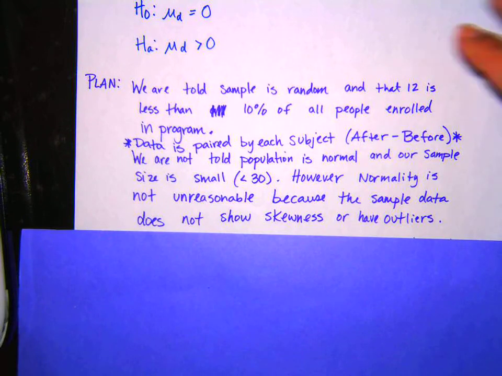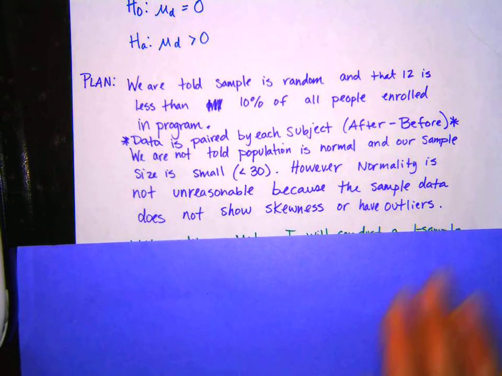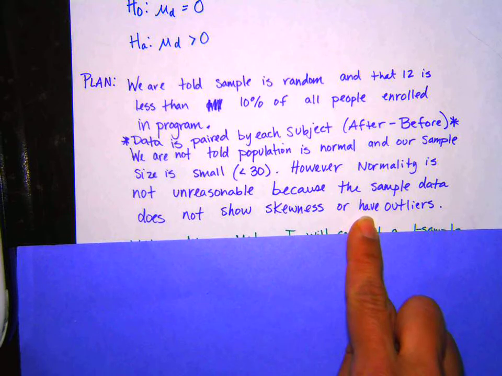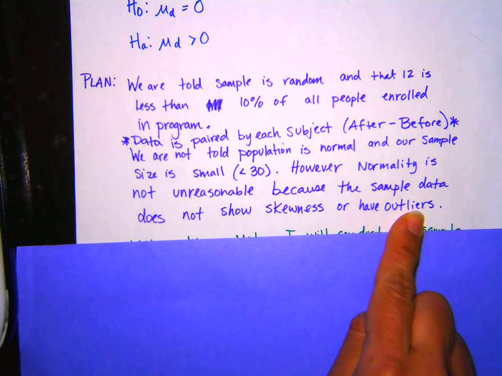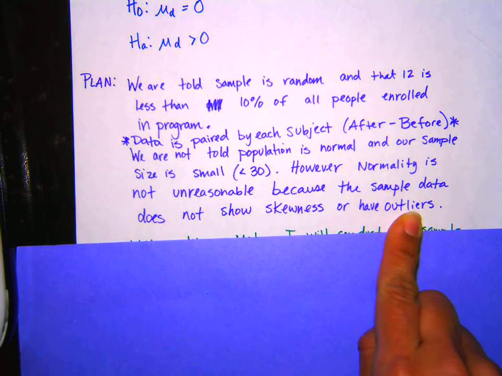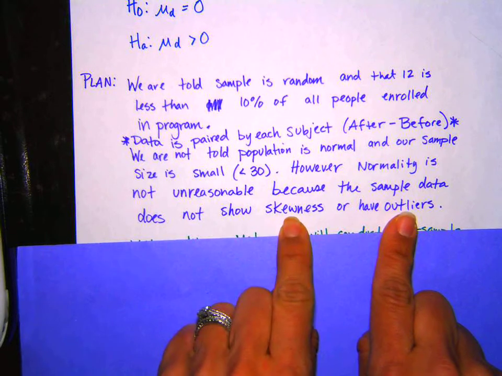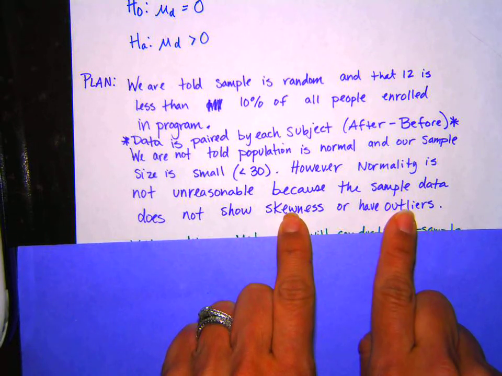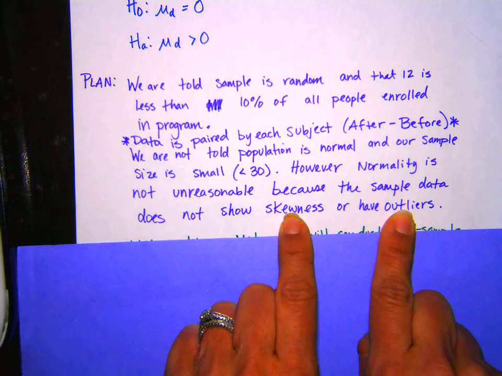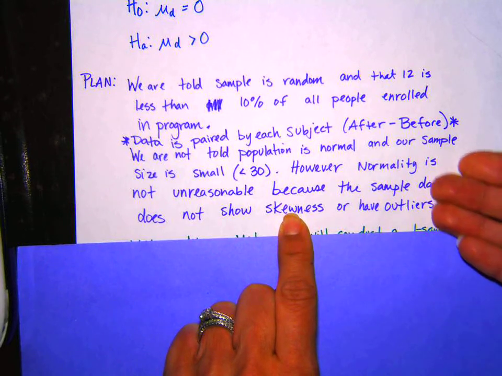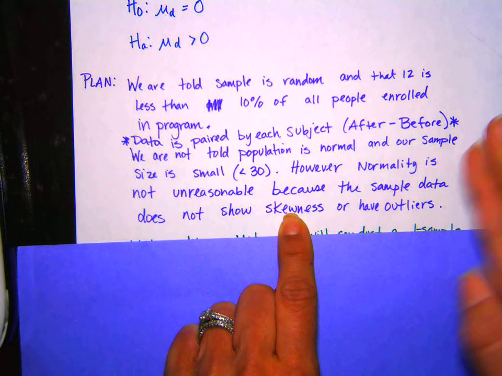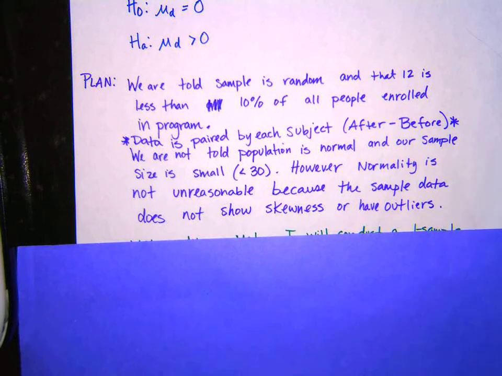No, it wasn't perfectly normal. It wasn't perfectly symmetric. It wasn't necessarily the center of the data. But it didn't have skewness or outliers, and that's really what you're looking for when you look at those three plots. I don't have to sketch the graph. I just have to mention that I assessed the sample data, and I didn't see any skewness, and I didn't have any outliers.